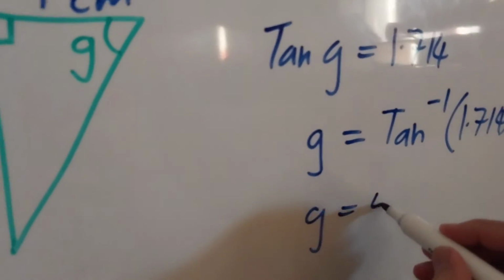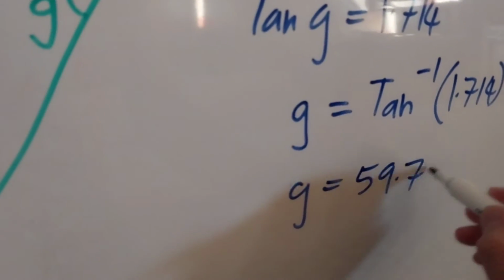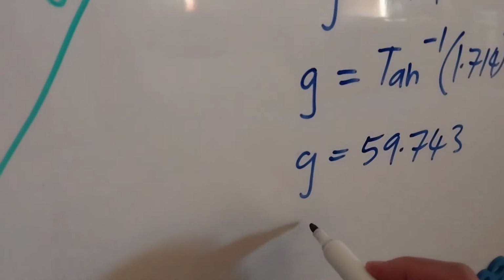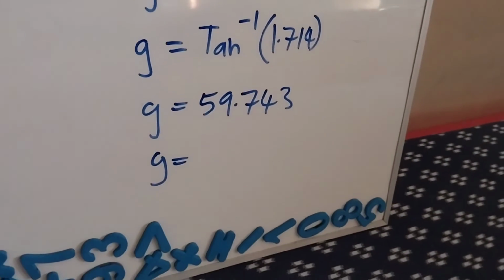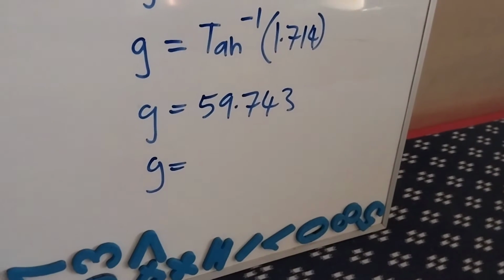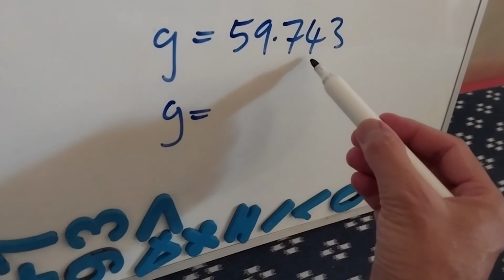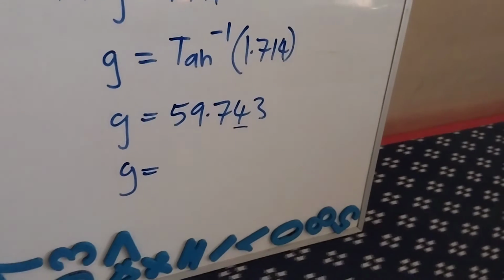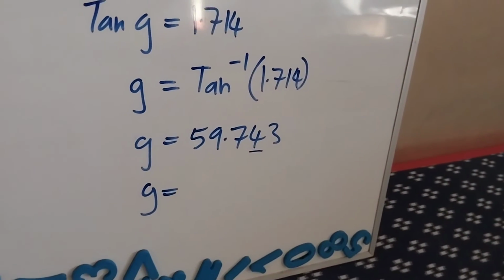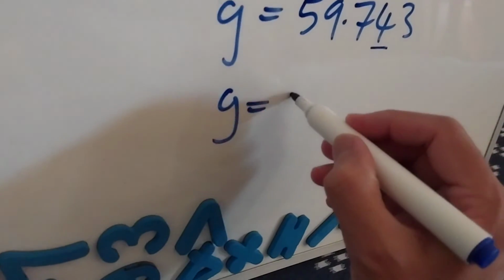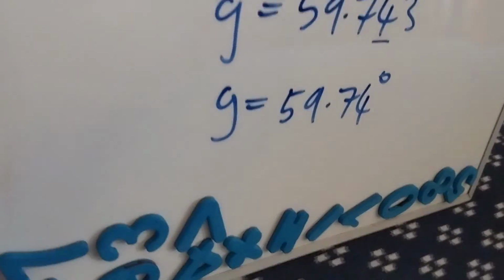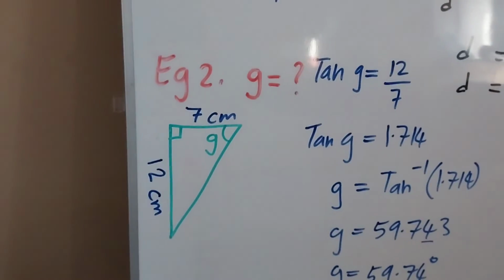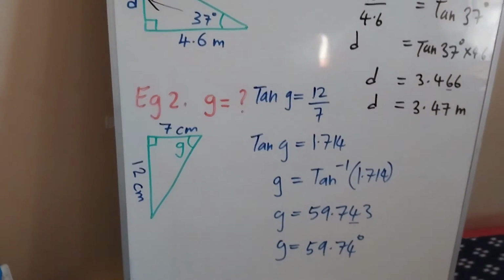So we get 59.743. Now remember to round it off to 2 decimal places. That's what we usually do in mathematics if you get a long decimal answer. So we're rounding off up to the second digit. The third digit is not 5 or more than 5. So our final answer would be 59.74 degrees. That's the value of the unknown angle G in that right angle triangle.